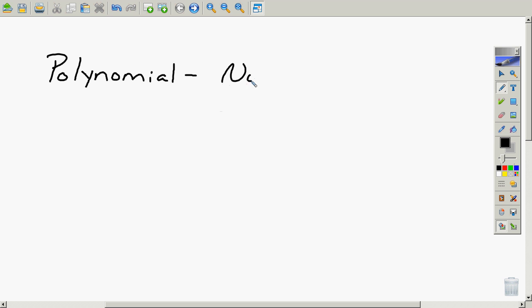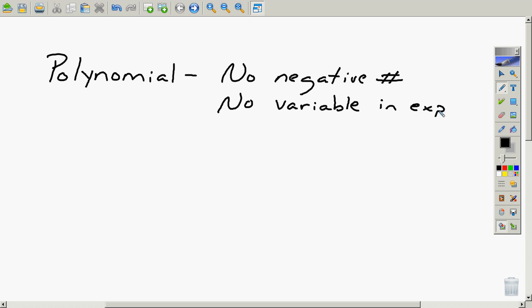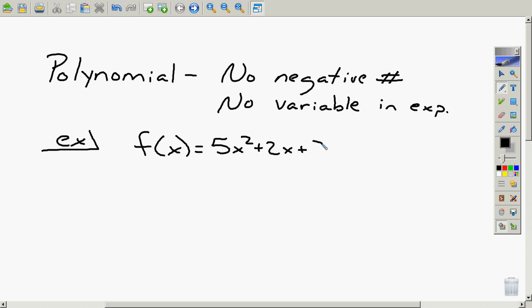So we'll say no negative number and no variable in the exponent. So for example, this would be a polynomial. And in fact, that is a trinomial because there are three terms.